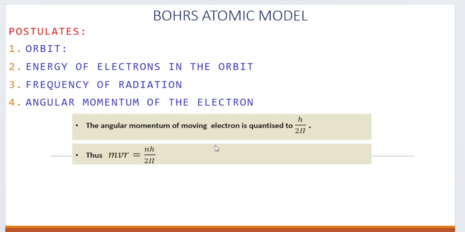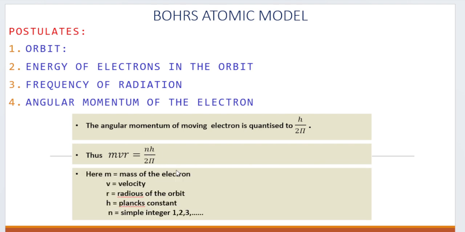Therefore, mvr is equal to nh by 2 pi. If n is the number of orbits, then mvr equals nh by 2 pi, where m is the mass of electron, v is velocity, r is radius of orbit, h is Planck's constant, and n is a simple integer: 1, 2, 3, and so on.